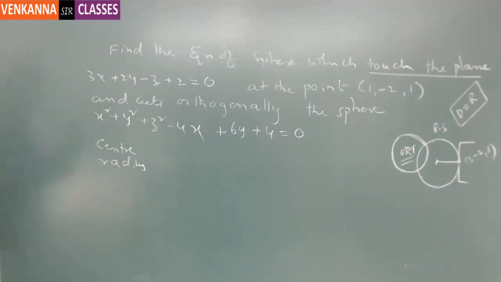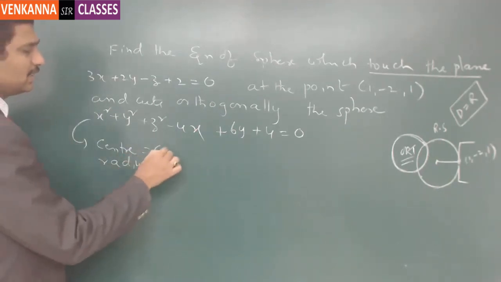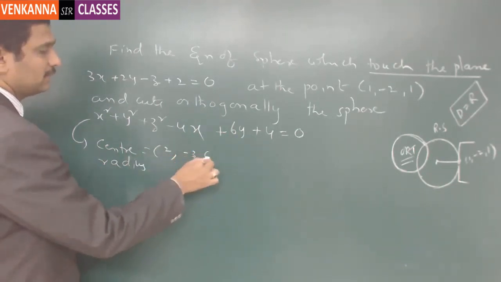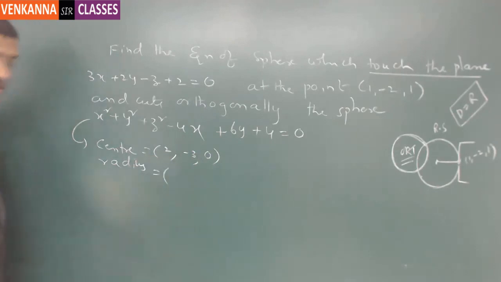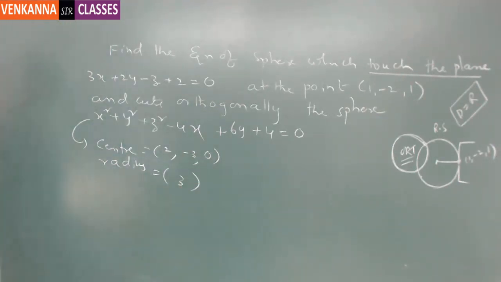Before that, a small sphere equation is given to us. Let us calculate its center and radius. Its center is nothing but 2, minus 3, 0. And if you calculate the radius, it is nothing but 3. Because we are going to determine the orthogonality condition, we have to make use of these two values.